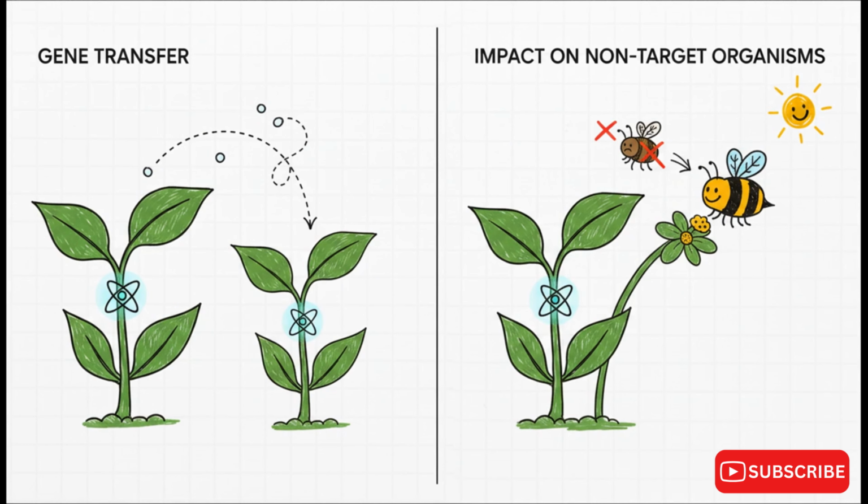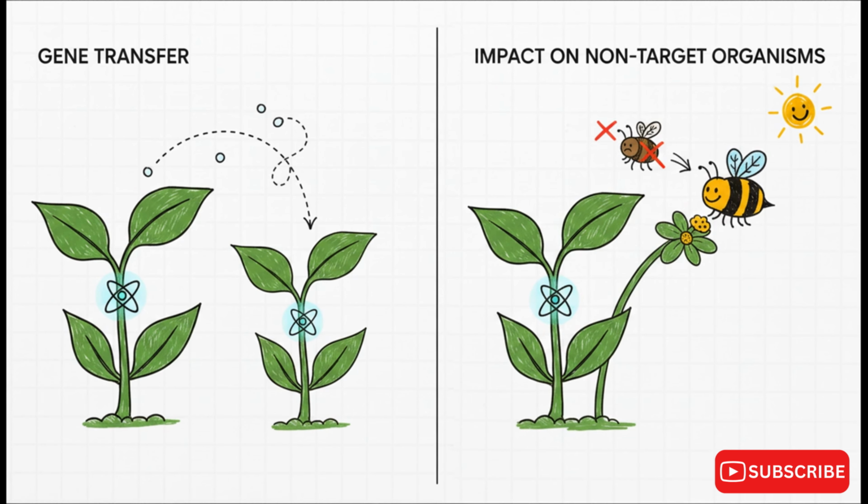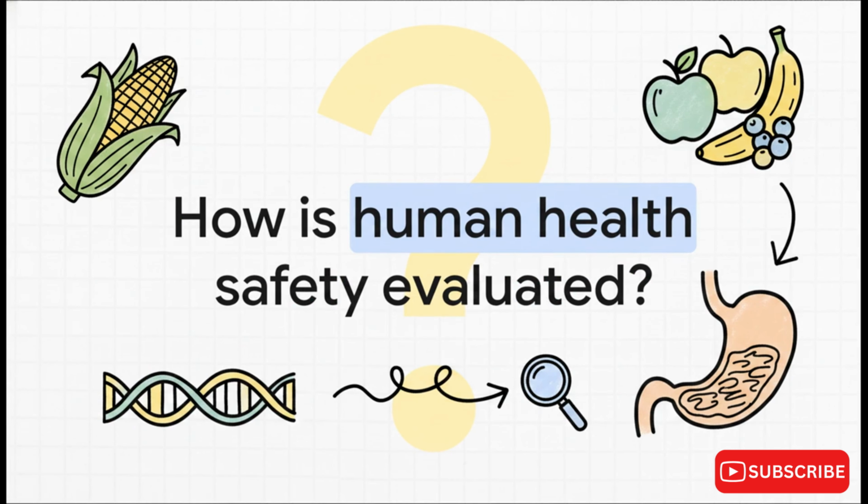Scientific research here tends to focus on two major areas. First is the possibility that the new gene could spread to wild relatives, maybe through pollen traveling on the wind. The second area is making sure there are no unintended consequences for what are called non-target organisms. For example, making sure that a plant designed to resist a harmful caterpillar doesn't also harm beneficial insects like bees or butterflies.